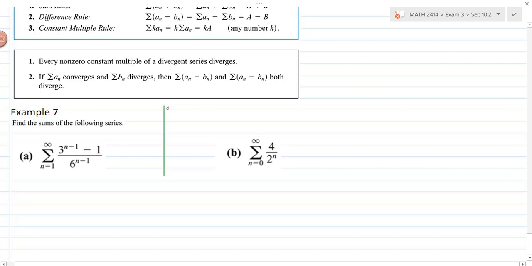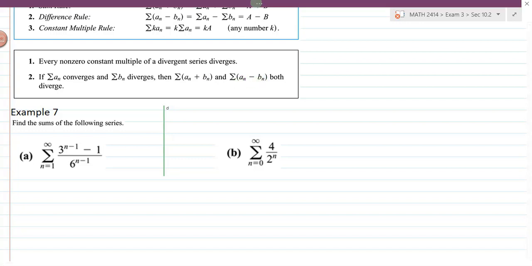So every non-zero constant multiple of a divergent series diverges, and if the sum of a sub n converges and the sum of b sub n diverges, then the sum of a sub n plus b sub n and the sum of a sub n minus b sub n both diverge.